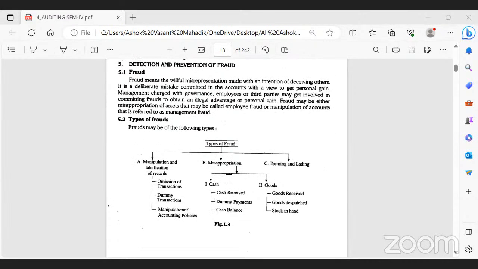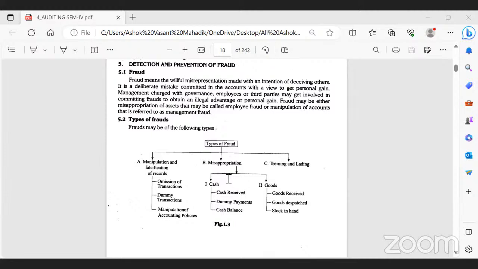Okay. Now we come to fraud. Now the difference between fraud and error is of intention. If any error is done with the intention to make personal gain, it is called fraud. So fraud is nothing but a willful act done by an accountant or any other person. Okay, it's called a fraud. So fraud can be of two types. First, manipulation or falsification of records.